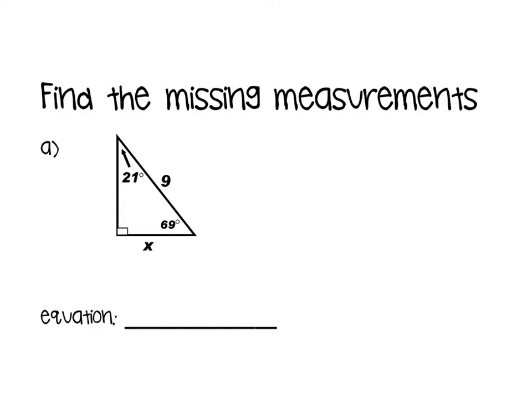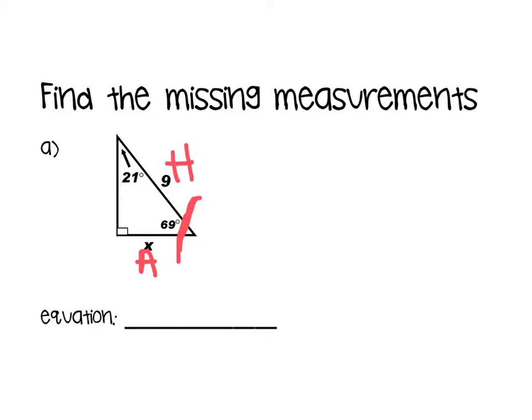So the first thing we need to do is pick what angle we are going to work with, the 21 degrees or the 69 degrees. It doesn't matter because you'll still get the same answer. So let's just start by picking the angle that's 69 degrees. I go ahead and mark my angle so I know what I'm working with, and then I label my side lengths based on that angle. Remember, the hypotenuse is always across from the 90-degree angle, and then my x value here is my adjacent because it's right next to the angle.